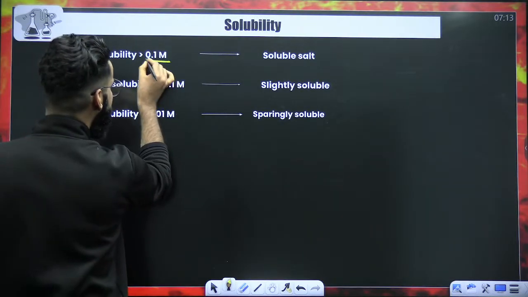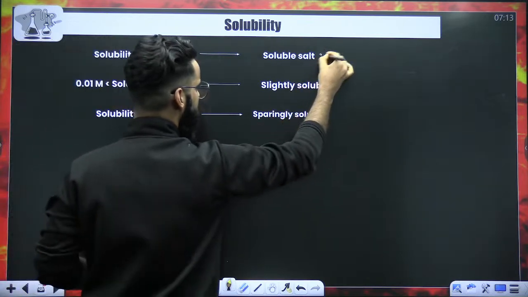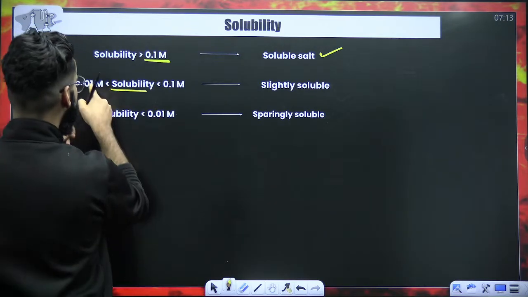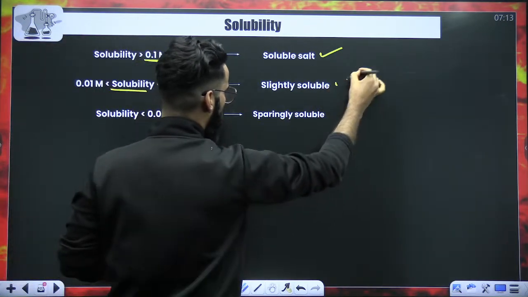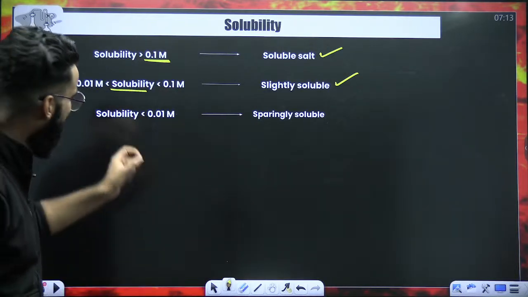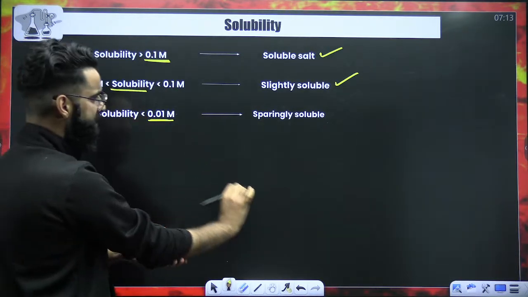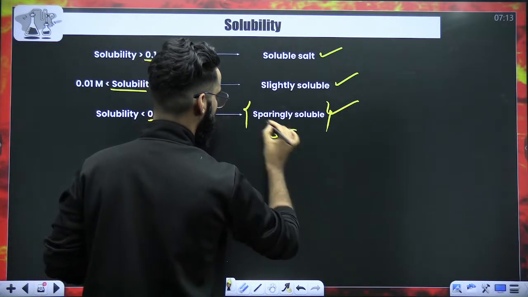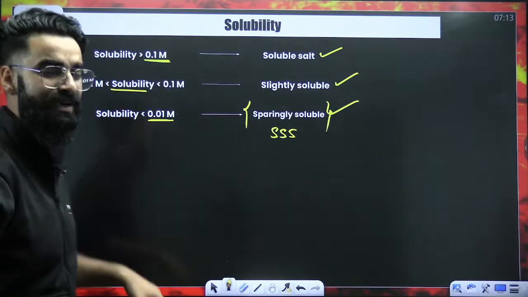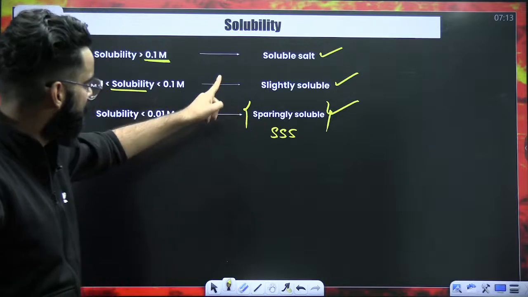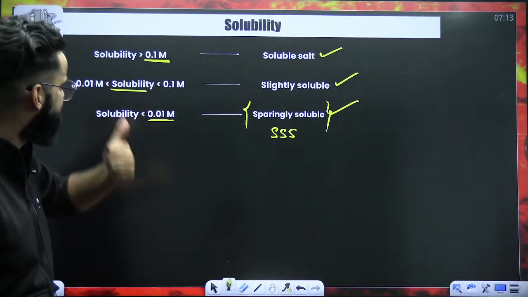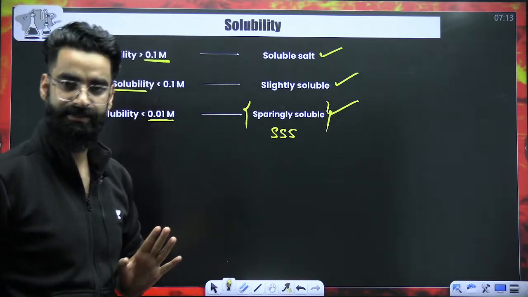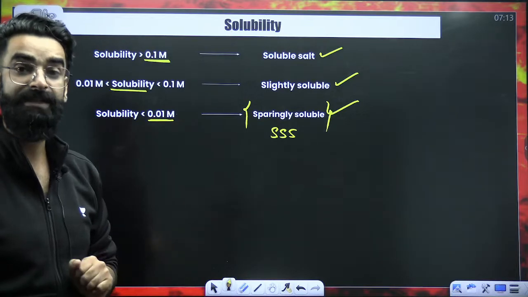That salt whose solubility is greater than 0.1 molar, you call that particular salt a soluble salt, right? That particular salt whose solubility is between 0.01 and 0.1, you call that a slightly soluble salt. And that particular salt whose solubility is less than 0.01 molar, you call that a sparingly soluble salt, right? So based on solubility, we classify salts into 3 types: soluble salt, slightly soluble salt, and sparingly soluble salt. And in this particular topic, we have to deal with the sparingly soluble salts.